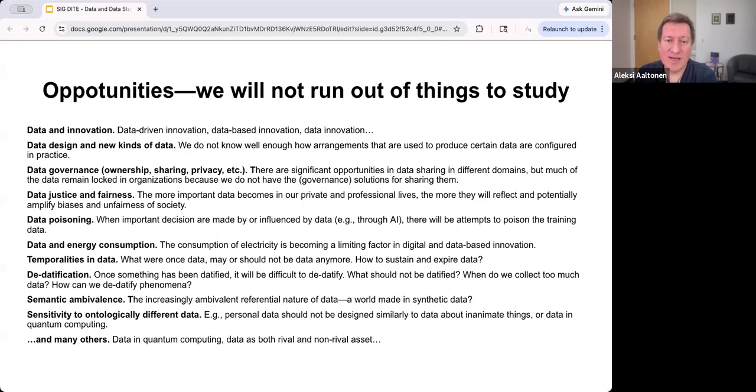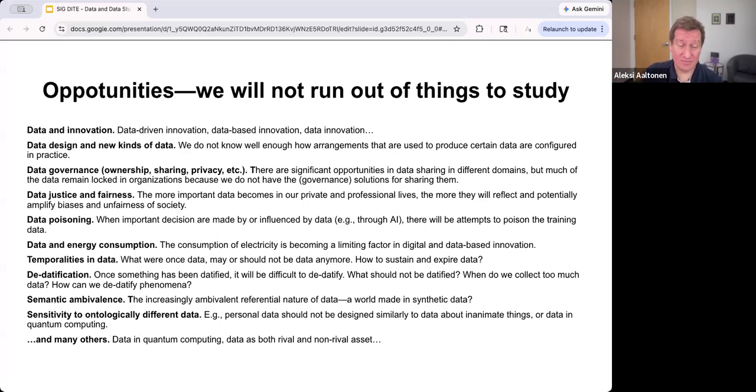Data is closely related to innovation, not just in terms of data-driven innovation, data-based innovation, but also we have one paper where we argue that data design can itself amount to innovation. If data is one of the most important resources in the contemporary world, then you can see innovating new kinds of data as the material innovation for the digital world.